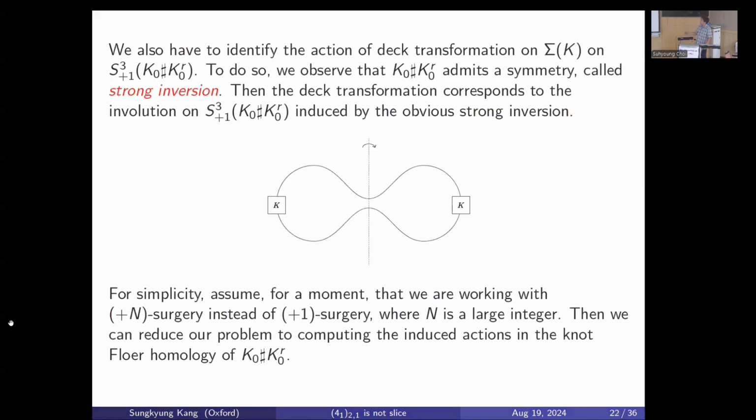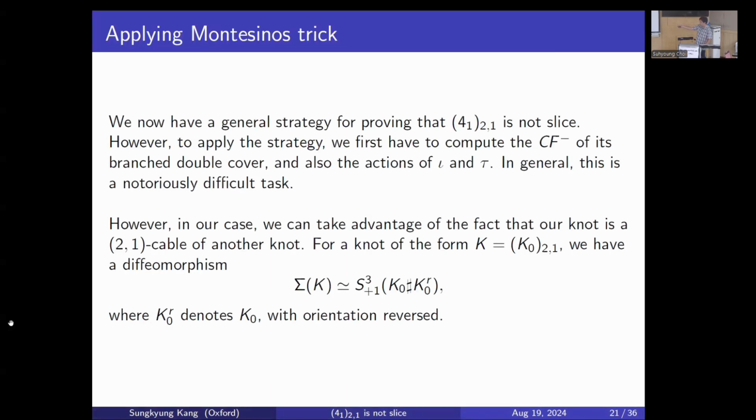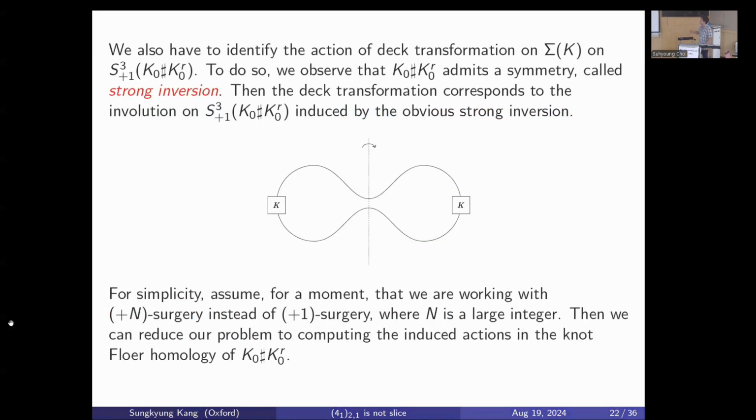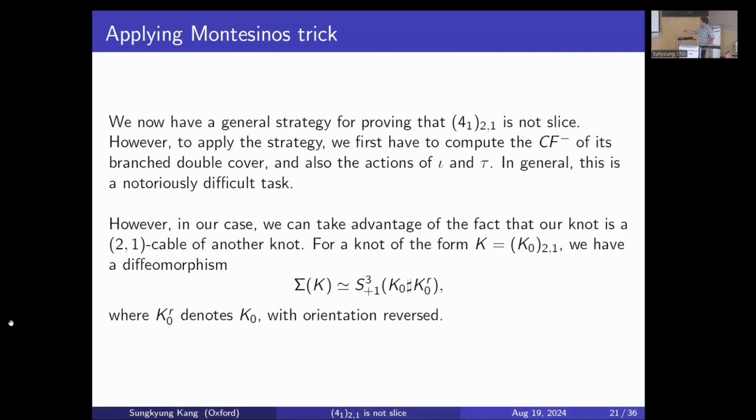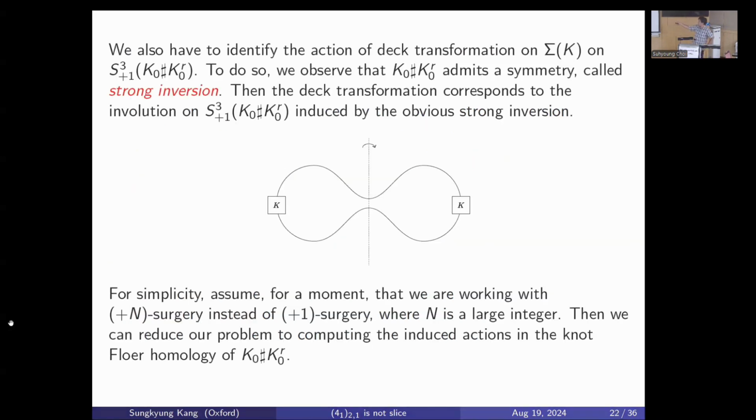And we also have to identify the deck transformation here. So we have a deck transformation action here. Then which action in here does it correspond to? It is given by strong inversion. So you're taking K0 connects on K0 reverse. You can draw in this way.